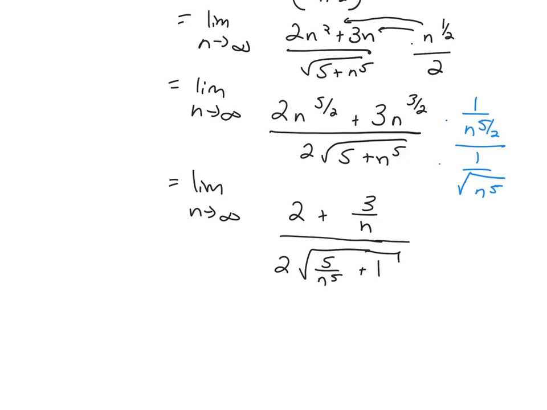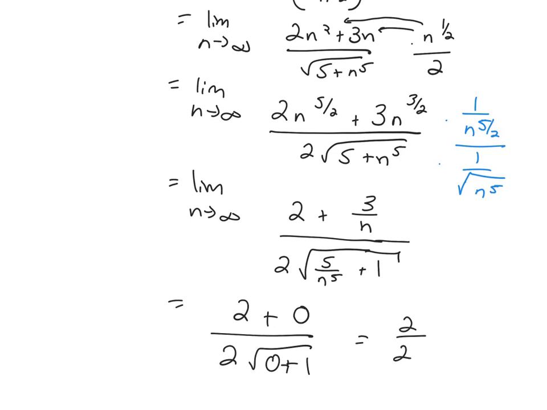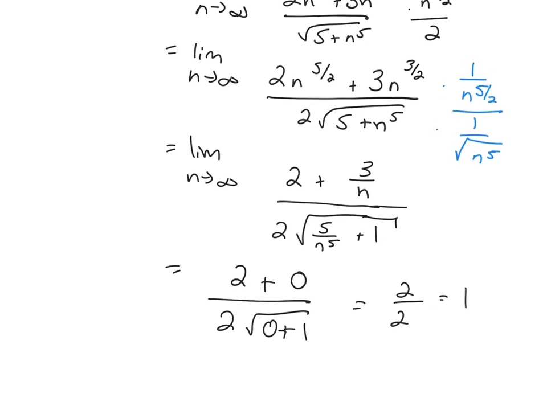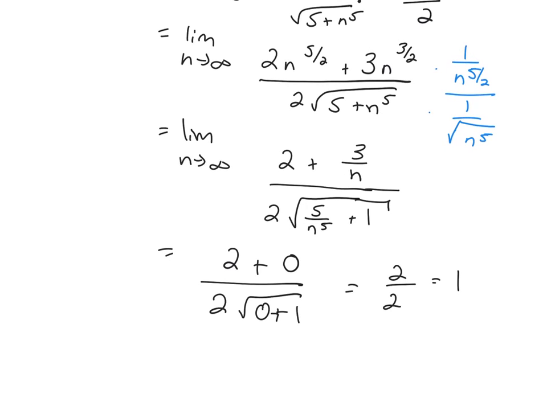The limit of 3 over n, that's 0. So you're getting 2 plus 0 over 2 times the square root of 5 over n to the 5th, which goes to 0, plus 1. So I'm getting 2 over 2, which is 1. And again, all I care about is that I get a finite number that's bigger than 0. So now these two series have to behave in the same way. They either both converge or both diverge, but you told me that one of them diverges.